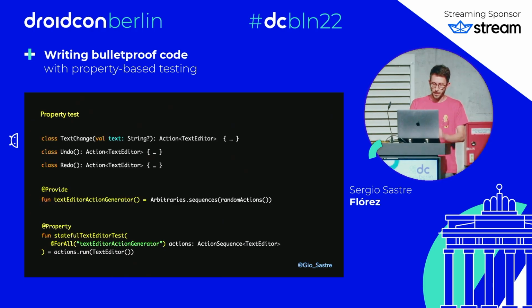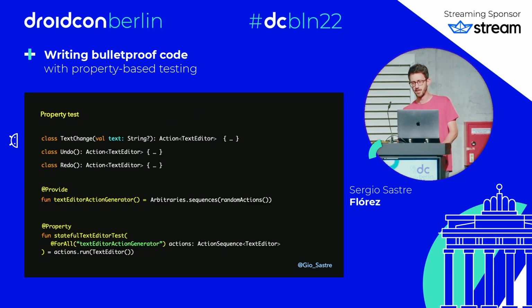And this is what it looks like all together. At the top, we see that for every action that we can perform on the model, we have defined a class. Then we have the generator with the provide annotation. And then we have the property test with the property annotation. So that's what a property test with jqwik looks like, a stateful testing methodology.